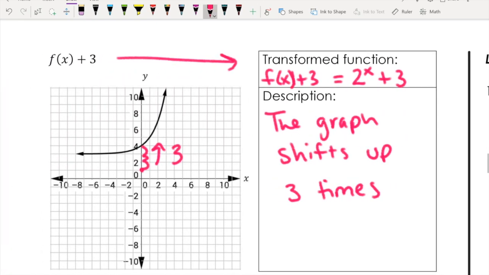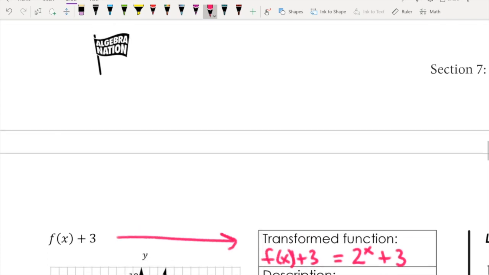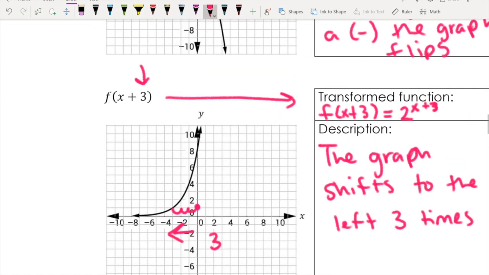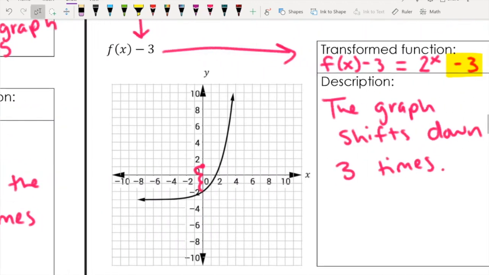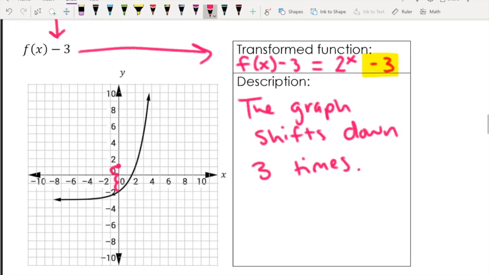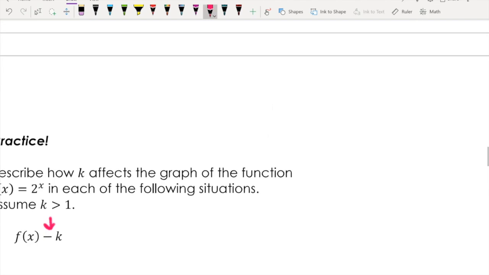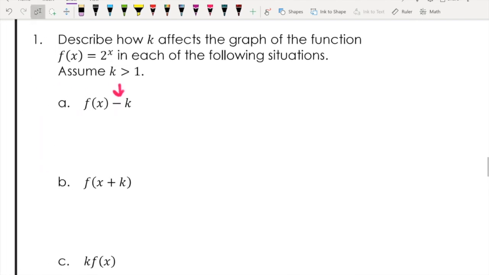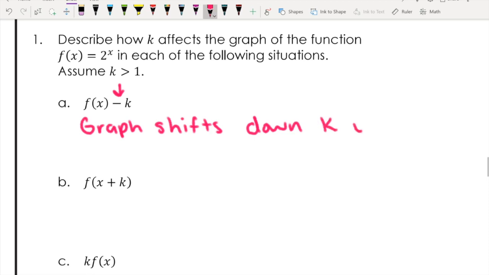So this is outside parentheses, but it's an addition one. This one is an inside parentheses addition. Perfect. This one is outside of parentheses, subtracted it. And what happened to my graph? Well, my graph shifted down 3 times. So if I wanted to, how many times would my graph shift? Well, my graph shifts down. Do I know what k is? I don't, but what we say in algebra is graph shifts down k units, because I don't know how many times it's going to go down because I don't know what k is yet.